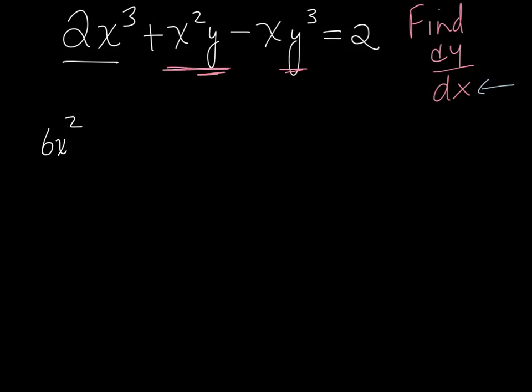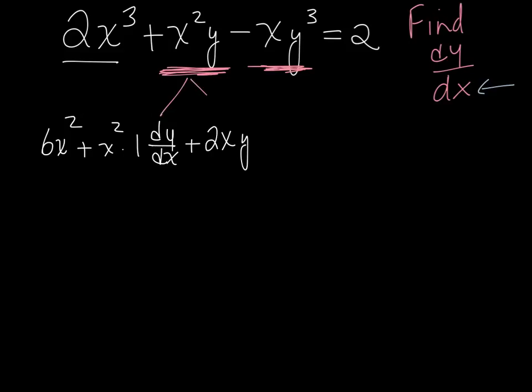This piece right here is actually a product rule, as well as that one. So the product rule says leave x squared alone times the derivative of y, which is 1, but then I have to follow it with dy/dx, plus the derivative of x squared times y. So that's this product rule.